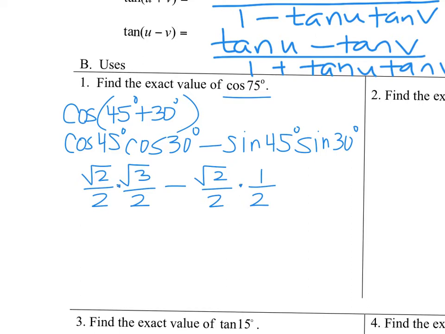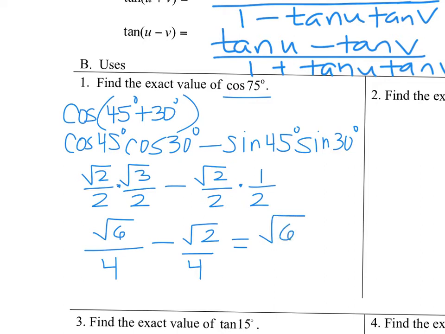All right, let's go ahead and simplify this. We get rad 2 times rad 3 is rad 6. 2 times 2 is 4. Rad 2 times 1 is rad 2. 2 times 2 is also 4. And so our exact answer is rad 6 minus rad 2 all over 4. That is the cosine of 75 degrees.